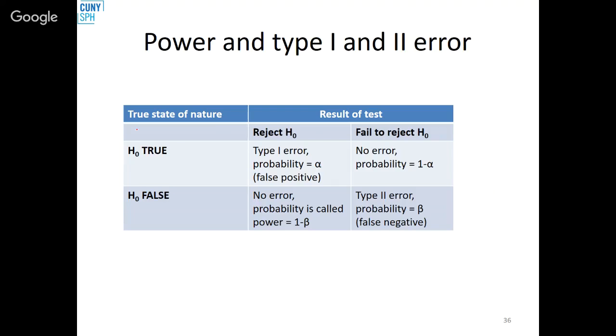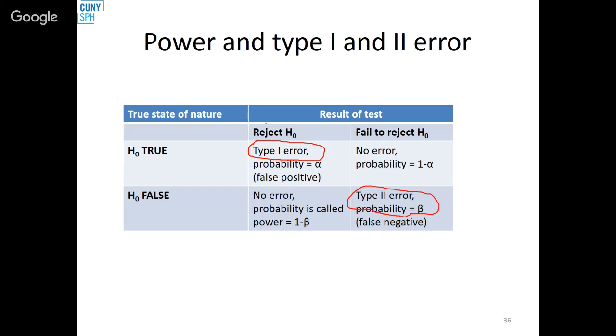So remember I showed you this little table before where there were the two no error possibilities and the two types of error. Type 1 error, which we control by setting this value of alpha. That's where the null hypothesis is true, but we incorrectly reject it. And the other type of error was the type 2 error, where the null hypothesis is false, but we fail to reject it. That is called beta, or type 2 error.